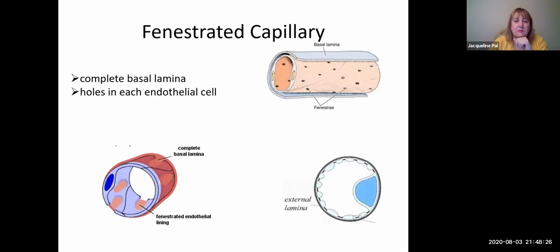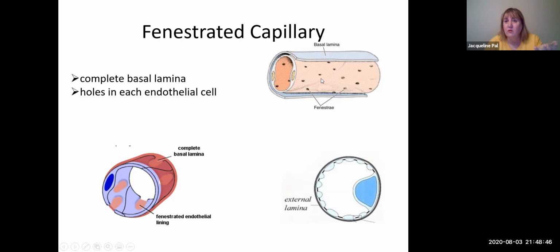It is a complete basement membrane, but there's holes in the endothelial cells. But these holes are small. Notice their size compared to a nucleus. So they're about the size of a nucleus. So no cell can get through these, but what these holes will allow is they're like holes in a bowl.